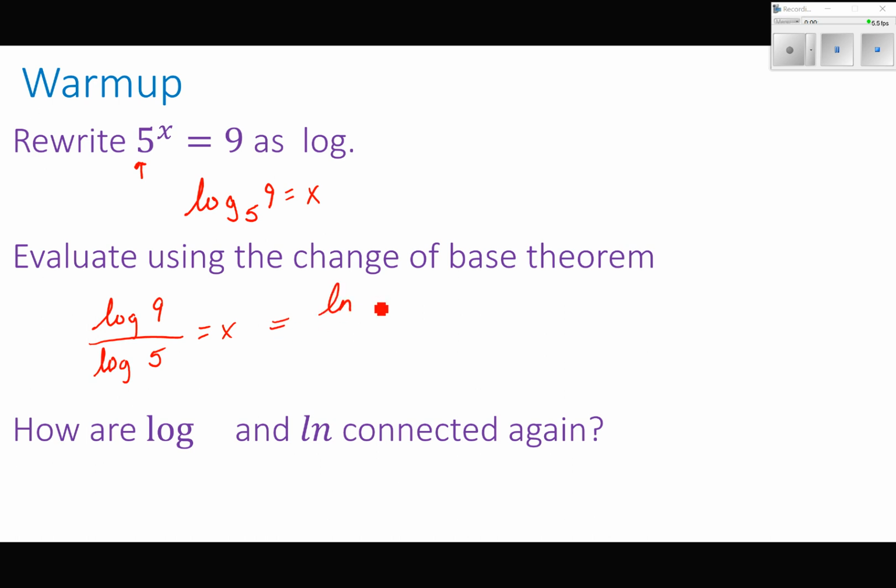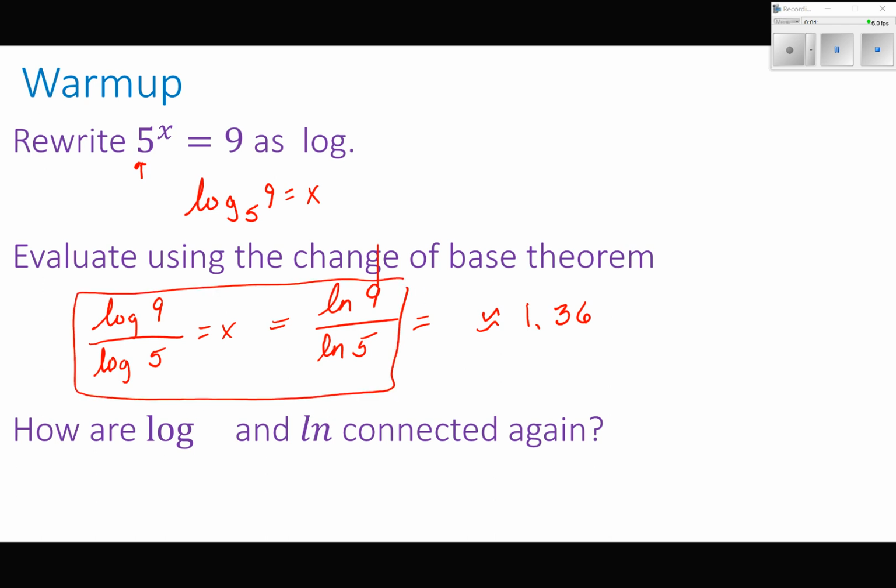Or we can also write this with natural logs. Natural log of 9 over natural log of 5. If we were to work this out, it comes out to be approximately 1.36, which would be good as an approximation. If they said exact, then leave it in the form of a log or a natural log.